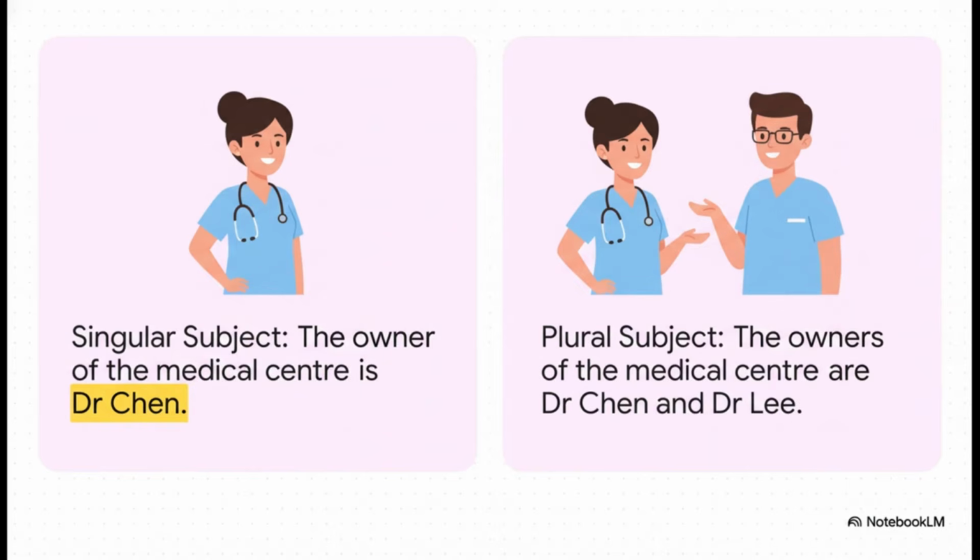Now listen up, because this next rule is really, really important in English. The subject and the verb have to agree. It's like they're a team. So if the subject is singular, just one person, like the owner, you have to use a singular verb, like is. But if the subject is plural, more than one person, like the owners, you need a plural verb, like are.